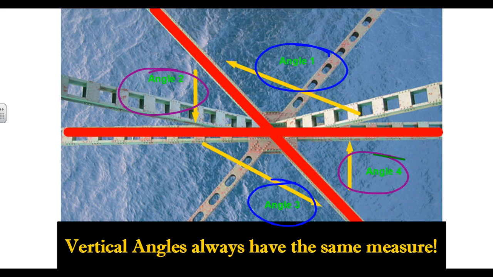I want you to do this as part of your homework, is stop and think and spend a few minutes looking at this. Why must vertical angles always have the same measure? Pause the video, think about that for a little bit, and then come back when you're ready.